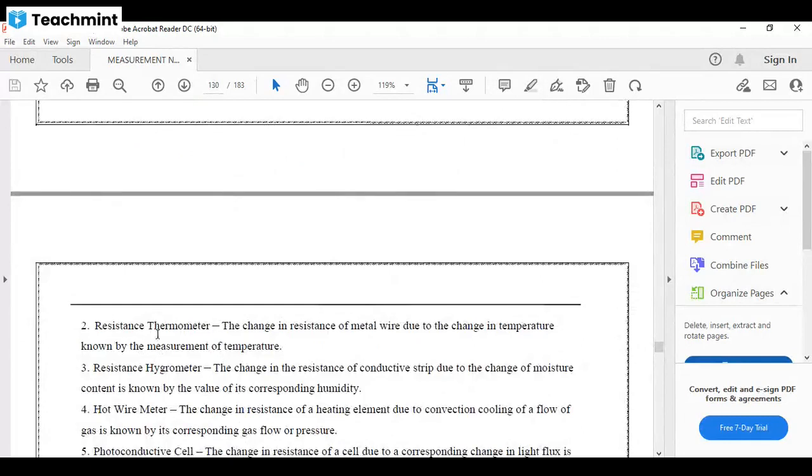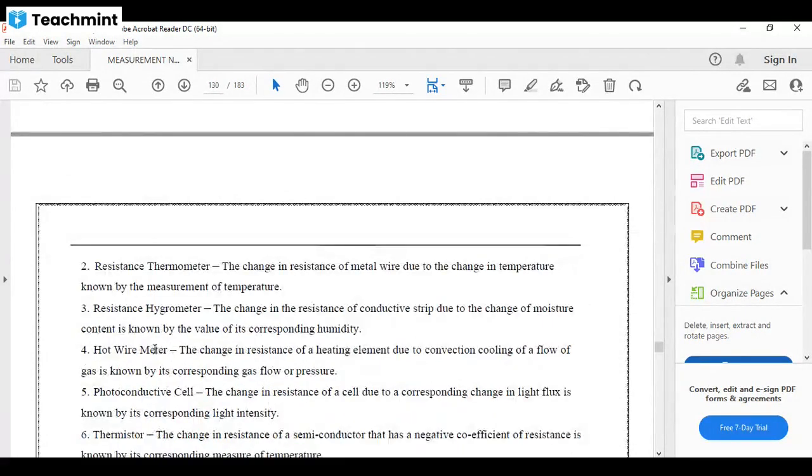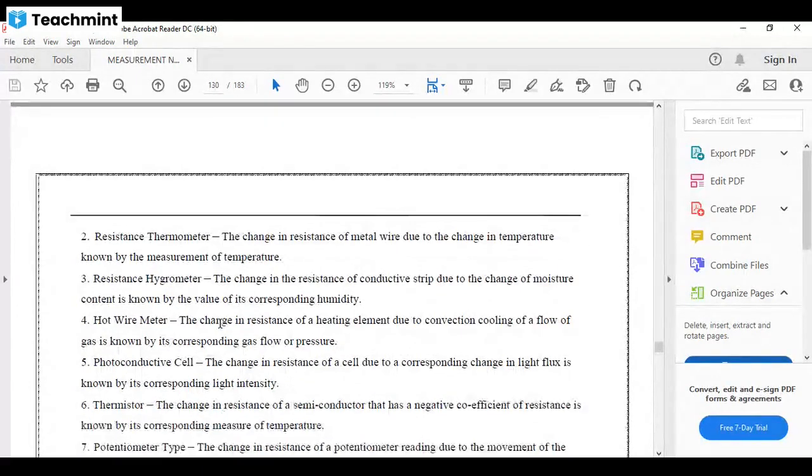Next one is the resistance thermometer. This also depends on resistance: the change of resistance of a metal wire due to change in temperature, and by using this method we can measure the temperature. Then the resistance hygrometer, this is also the same. The change of resistance of a conductive strip due to the change of moisture content is known by the value of its corresponding humidity. So the hygrometer is used for measurement of humidity.